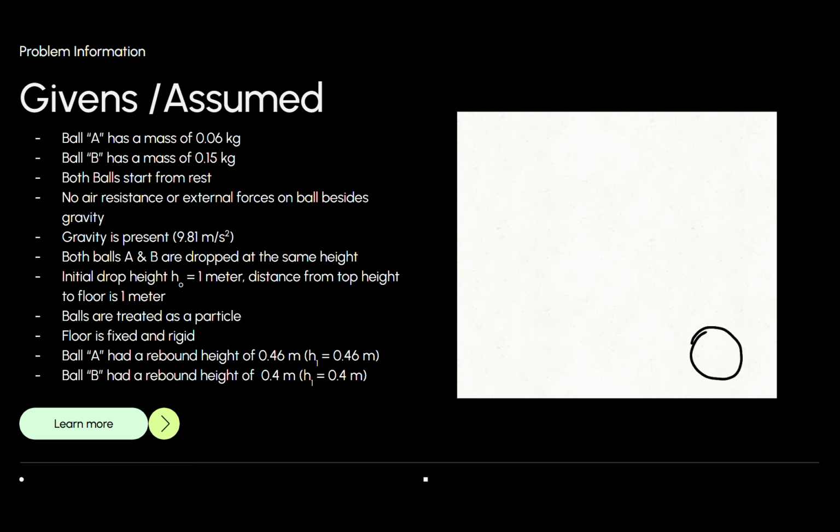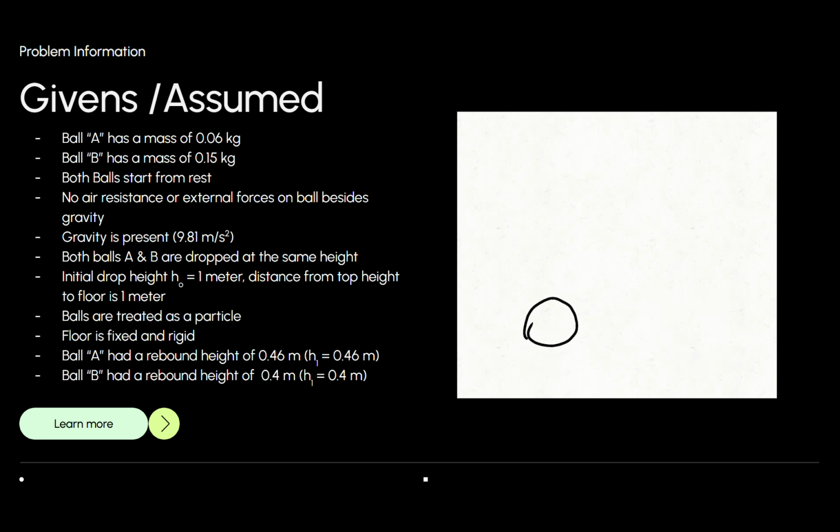In this video we have a list of different givens and assumptions, such as the mass of both balls A and B, as well as that it starts from rest, and that there is no air resistance or external forces besides gravity. We know that gravity is present as a value of 9.81 meters per second squared. We know that both balls A and B were dropped from the same height, which is 1 meter high, and we can see that the balls were treated as particles.